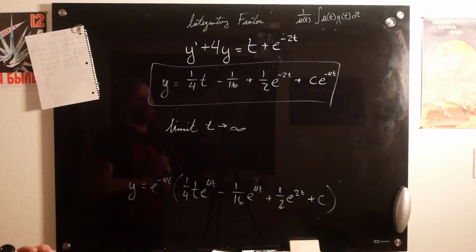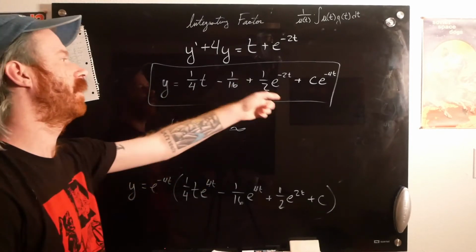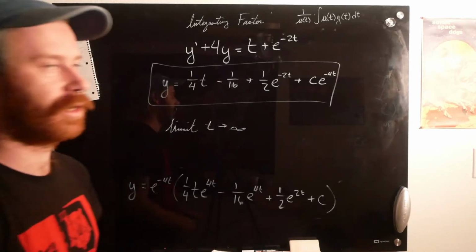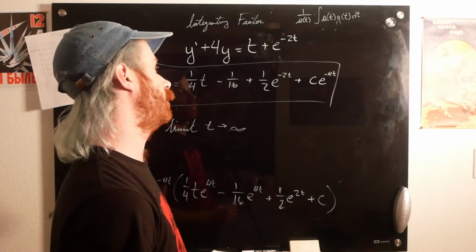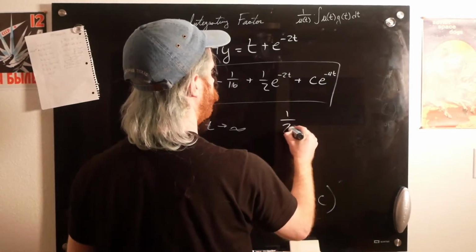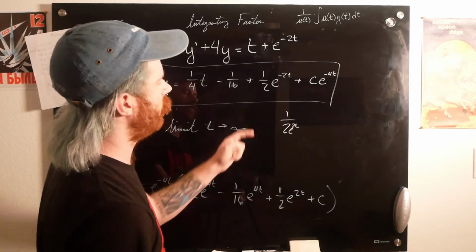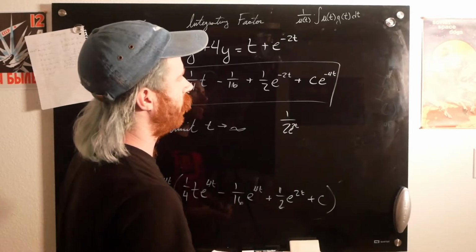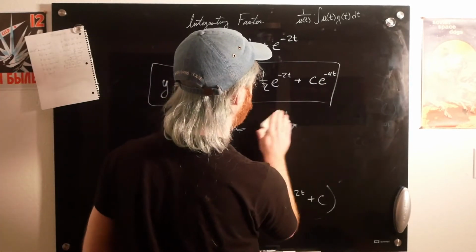So when you are evaluating the limit as t approaches infinity, you're basically saying, well, what happens when I plug in really big numbers for t right here? So negative 1 over 16 is pretty negligible. It's going to go away. This is going to go to 0 because this is 1 over 2 e to the 2t. When you plug in, as t approaches infinity here, this is also going to go to 0. This, however, this part of it is going to go to infinity.